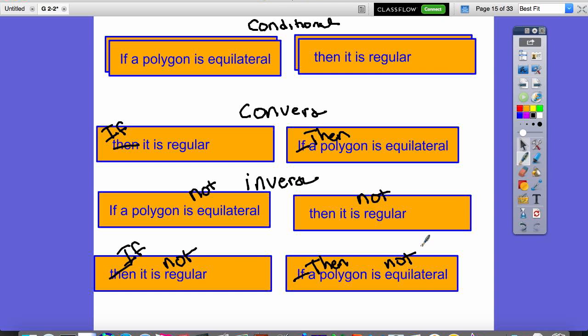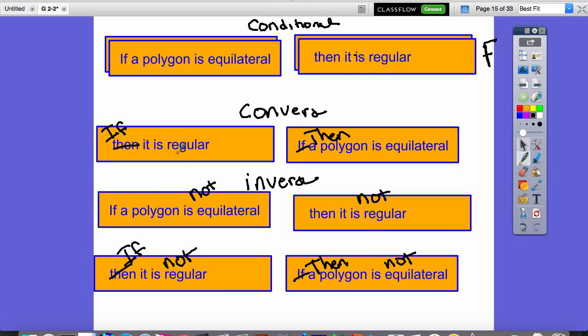So equilateral means that all the sides are equal. And if a polygon has all equal sides, then it's regular. This is actually not always true. It can have equal sides, but not equal angles. So in this case, this conditional statement is false.